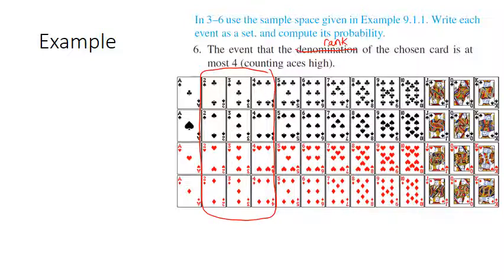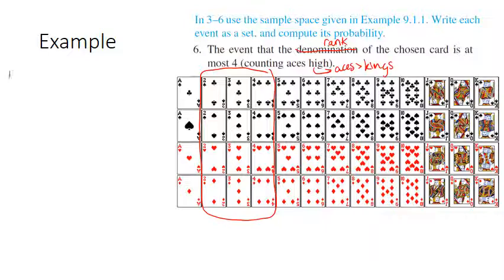So I think I forgot to mention this on the other slide, but aces can either be considered to be below 2 or they can be considered above the king. They're usually not considered to be both at once. So in this case, counting aces high means aces are above kings and not below the 2s.